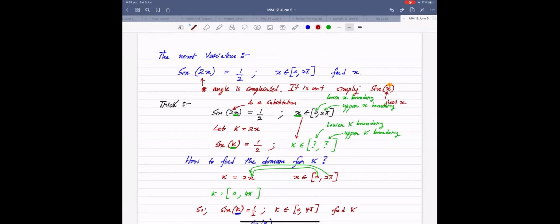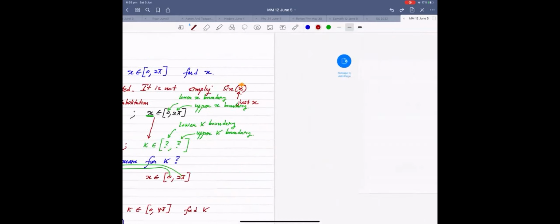Okay, next question is for you. Everyone try to do this. Sin half x is equal to square root 3 divided by 2.